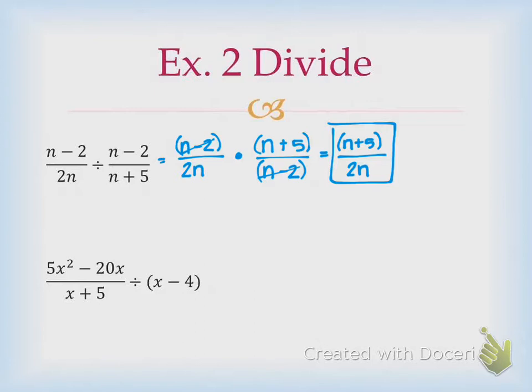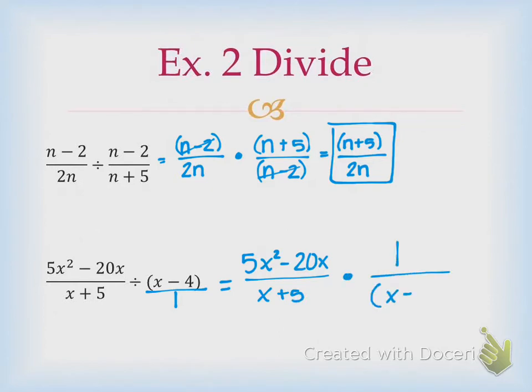All right, let's do this last problem. Again, I see it's division. Do I ever divide by fractions? No. What do I do instead? Keep, flip, and change. But look at this last one. X minus 4 is not a fraction. So what do you think I should do to it? Put it over 1. Very good. That's going to make it a whole lot easier when I flip and change it. So I've got 5x squared minus 20x over x plus 5 times 1 over x minus 4.